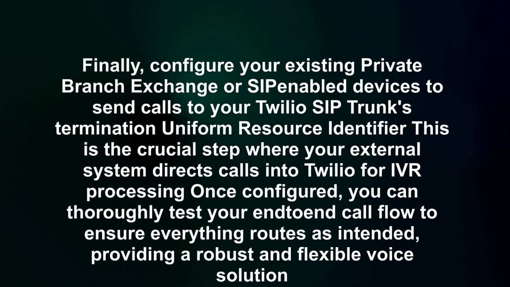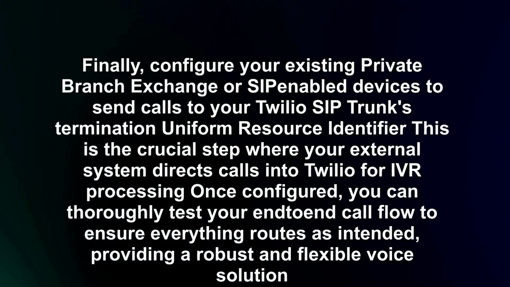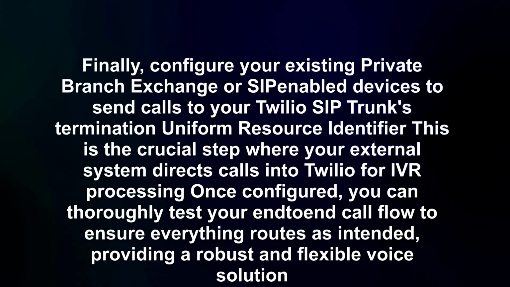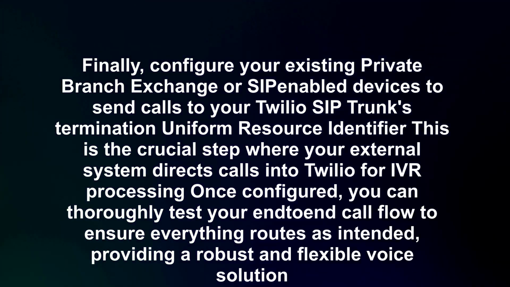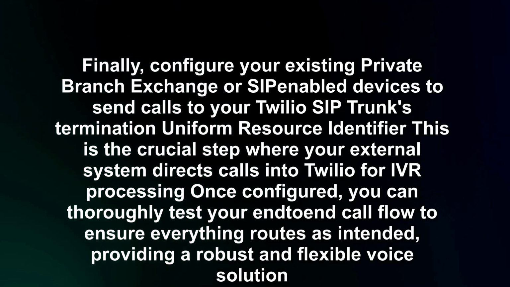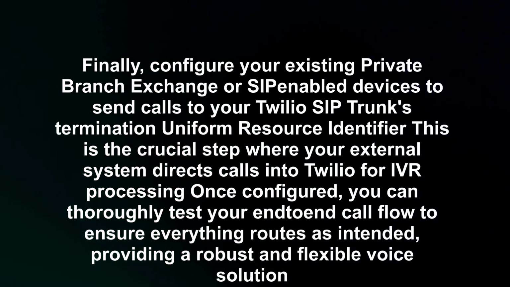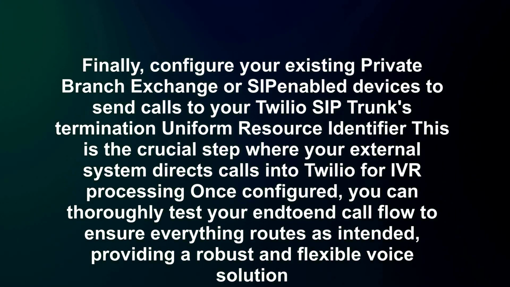Finally, configure your existing private branch exchange or SIP-enabled devices to send calls to your Twilio SIP trunk's termination uniform resource identifier. This is the crucial step where your external system directs calls into Twilio for IVR processing. Once configured, you can thoroughly test your entire call flow to ensure everything routes as intended, providing a robust and flexible voice solution.